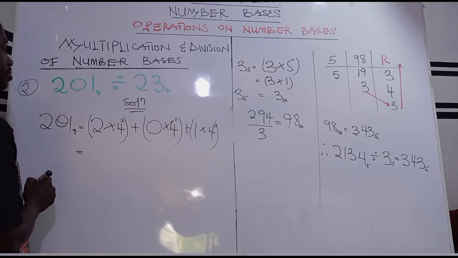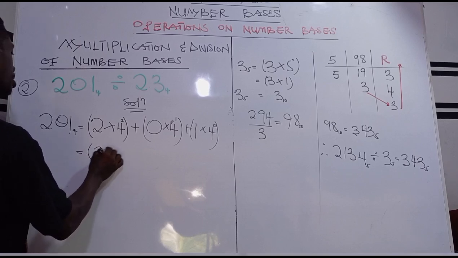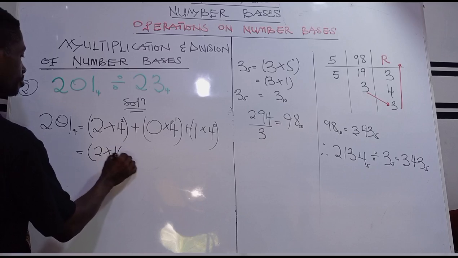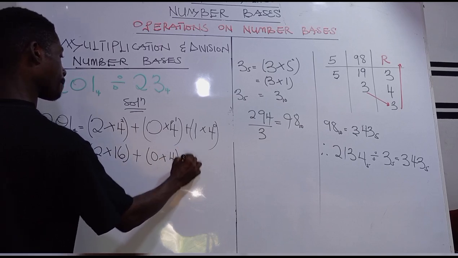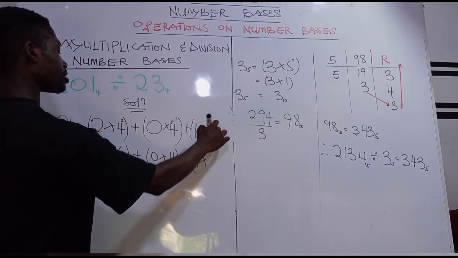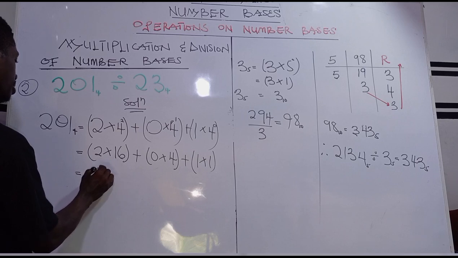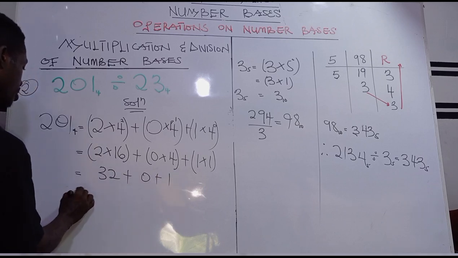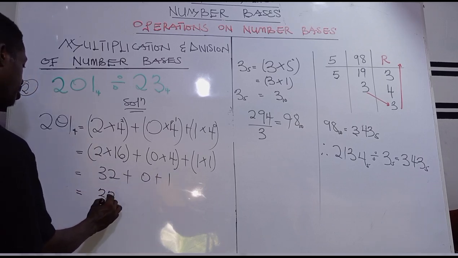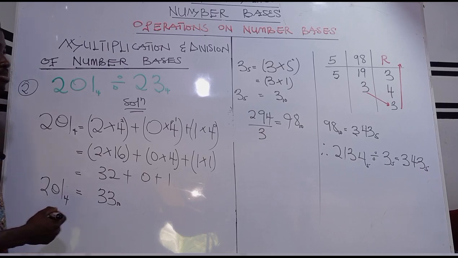So the next thing is we perform a simple simplification. 2 times 4 power 2 gives us 32. 0 times 4 power 1 gives us 0. 1 times 4 power 0 gives us 1. So we get 32 plus 0 plus 1, and finally we have 33 to the base of 10. So we can therefore say that 201 to the base of 4 is equal to 33 to the base of 10.